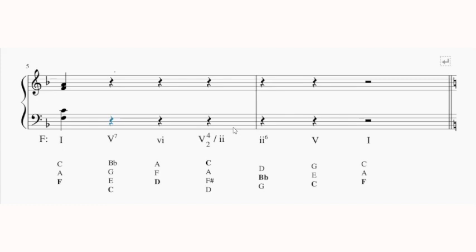Here's another one. This time we're in F major, and the first chord is already given to us, so let's move to the next chord, which is a 5-7 chord. So in this key, the 5-7 chord would be C, E, G, B flat, and C is the bass. So let's put in the bass notes.